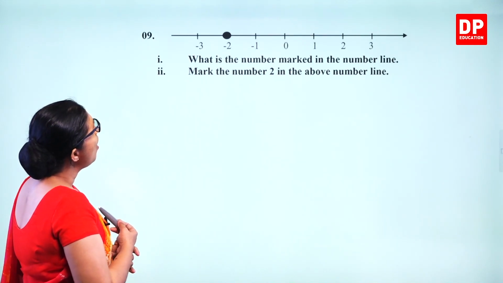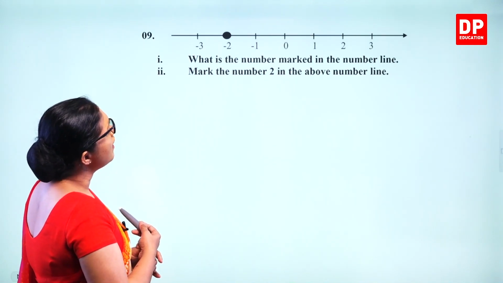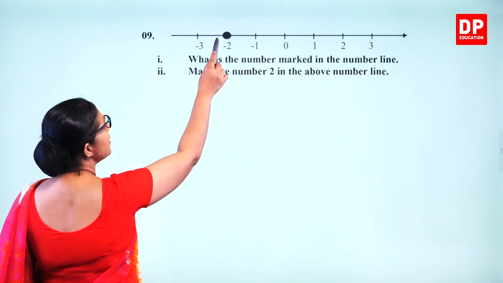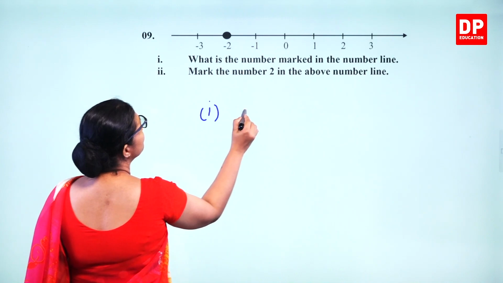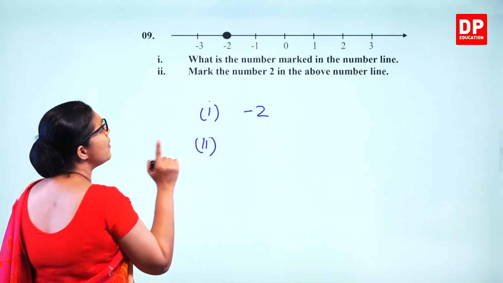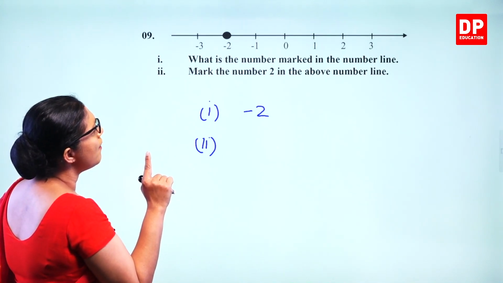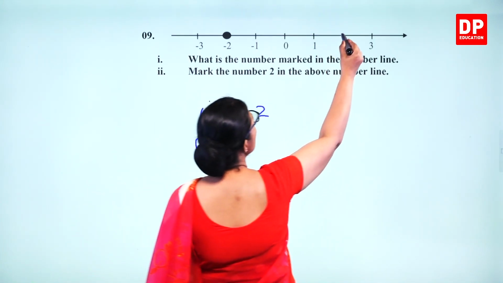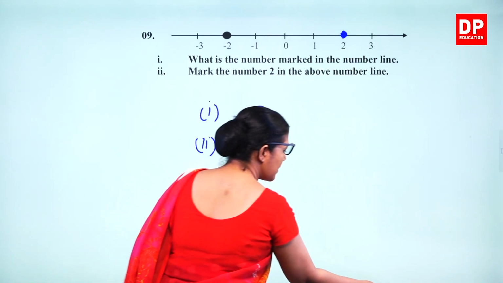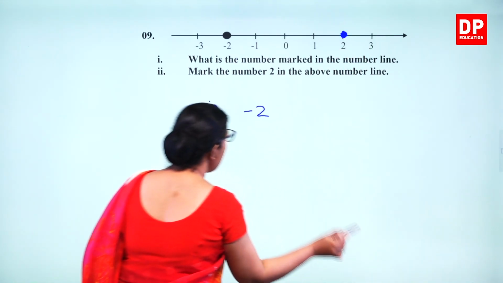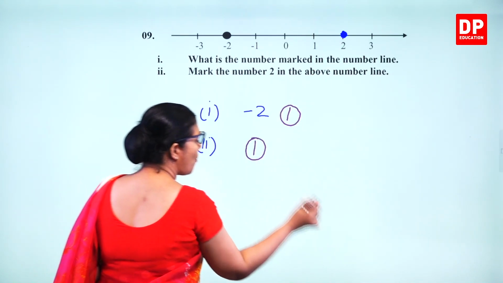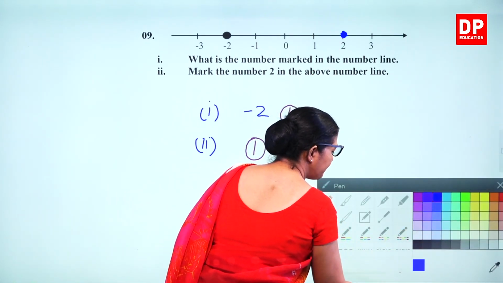Question number 9. What is the number marked in the number line? That's -2. Then mark the number 2 in the above number line. So 2 is here. So you draw a solid circle on that. You get 1 mark each. 1 mark for this one and 1 mark for marking +2.